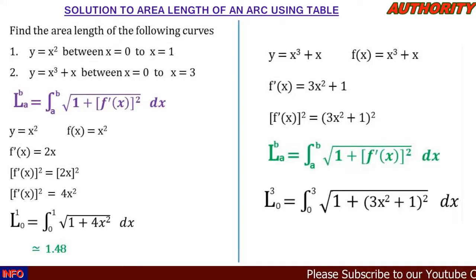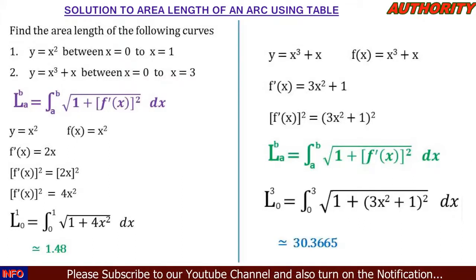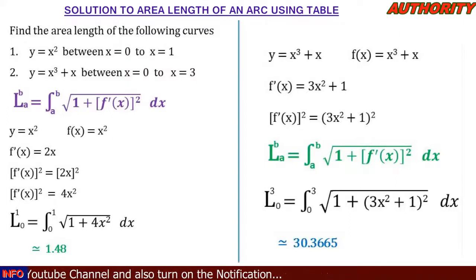If I am to use a calculator and say the integral from 0 to 3 of the square root of 1 plus (3x squared plus 1) squared dx, it is going to give us approximately 30.3665. Now what if we decide not to use a calculator and we want to solve this by ourselves using a table? How can we do that?